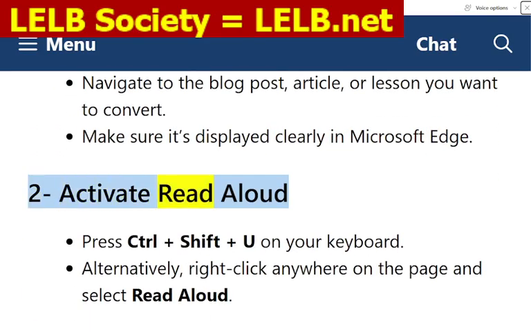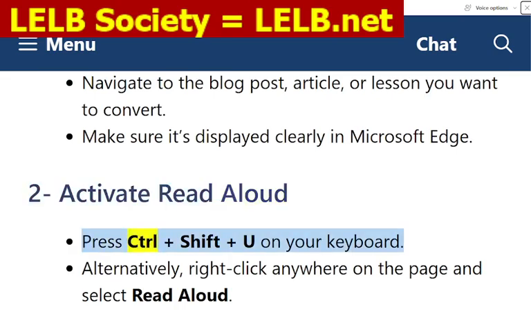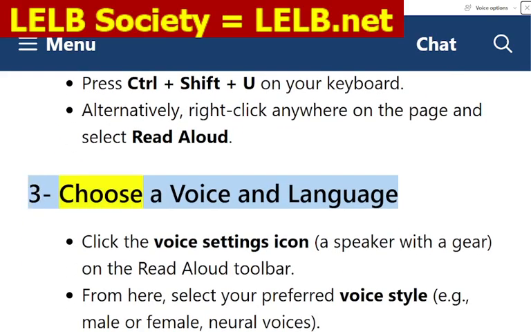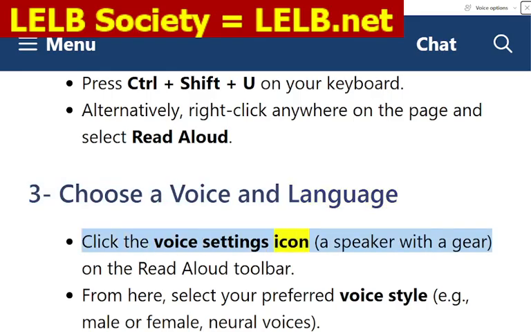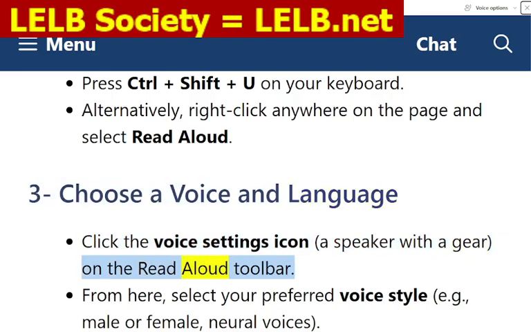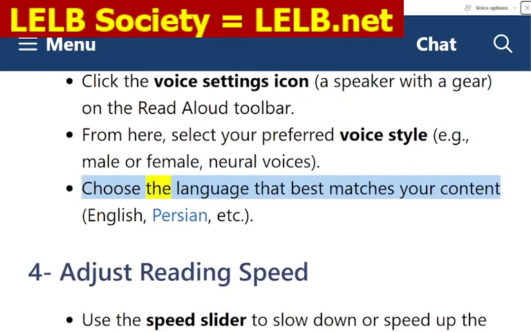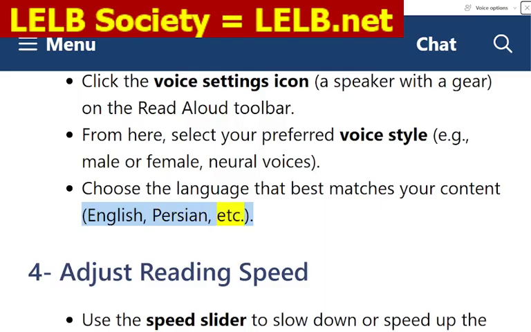2. Activate Read Aloud. Press Ctrl+Shift+U on your keyboard. Alternatively, right-click anywhere on the page and select Read Aloud. 3. Choose a voice and language. Click the voice settings icon, a speaker with a gear, on the Read Aloud toolbar. From here, select your preferred voice style, e.g., male or female, neural voices. Choose the language that best matches your content, English, Persian, etc.